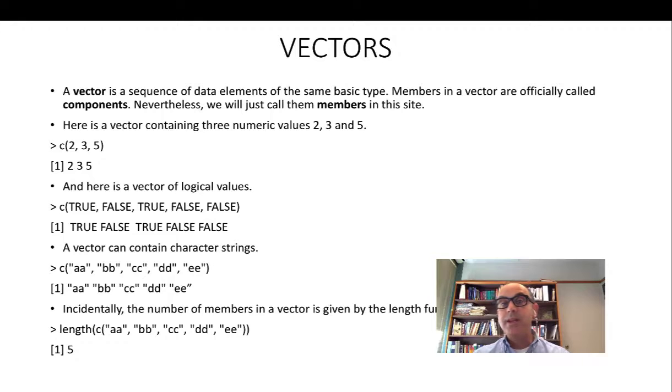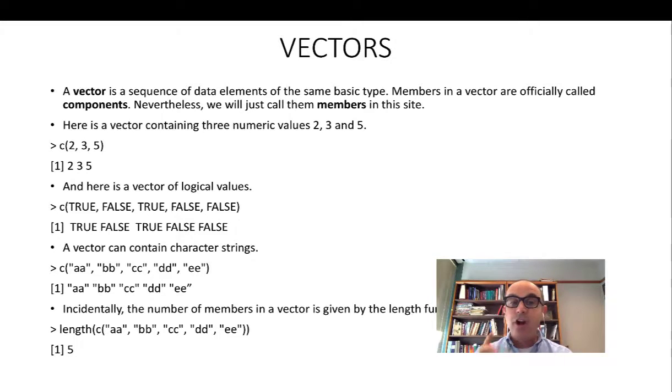The members in a vector are officially called components. They are often used as members in this class or in our environment. So here is a vector containing 3 numerical values: 2, 3, and 5. It is held as a container, and so we can add a vector if it's true or false, and then this is another value to the set.